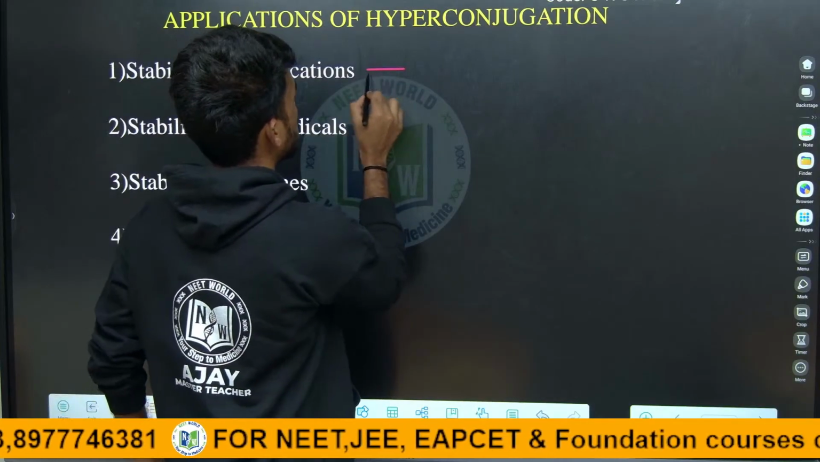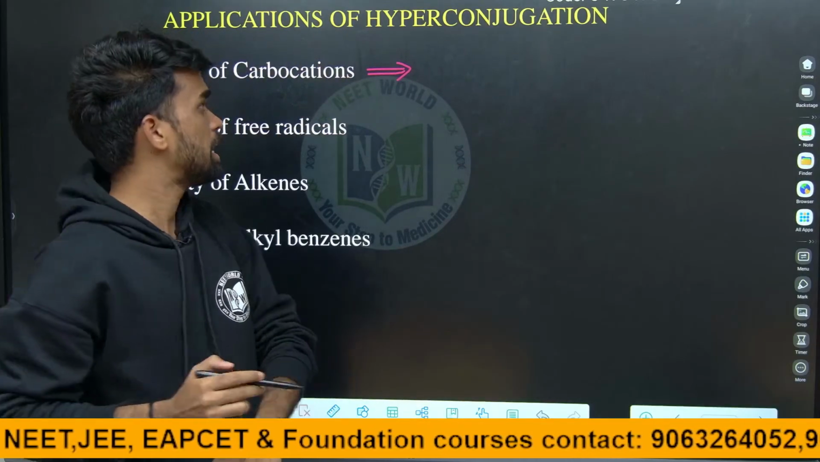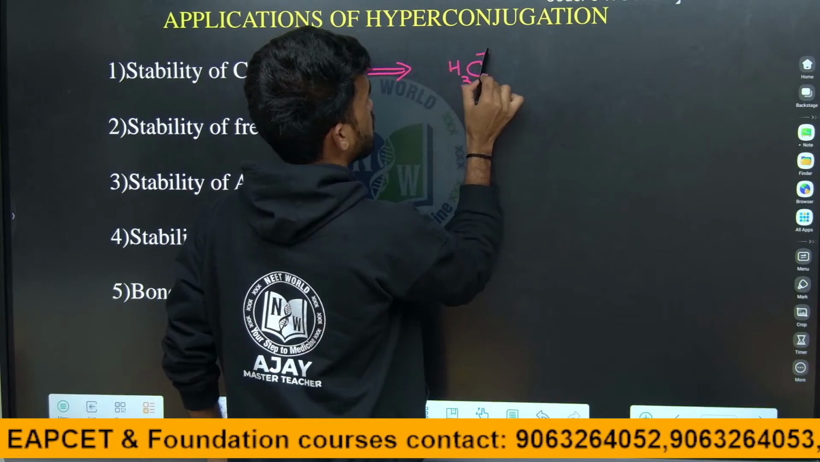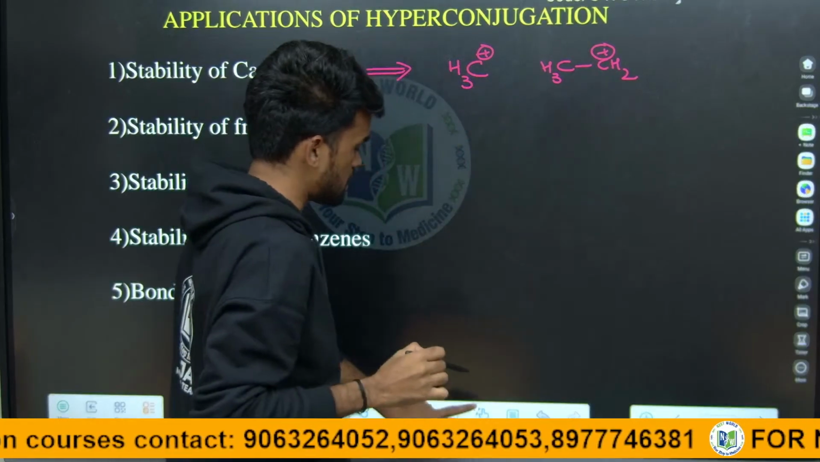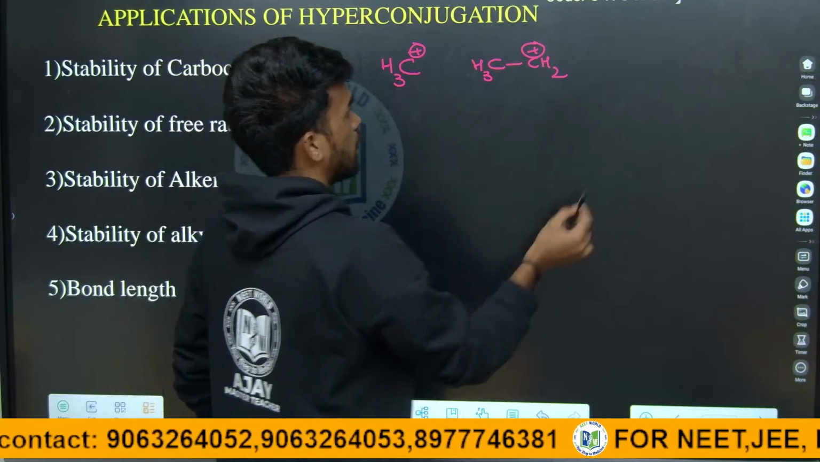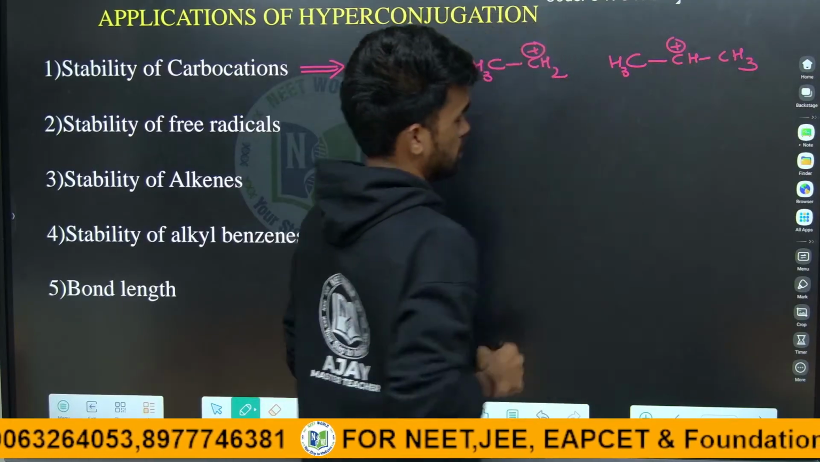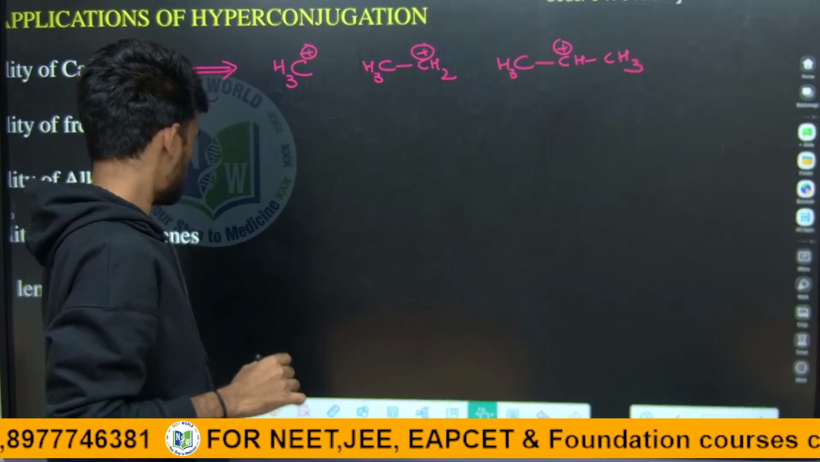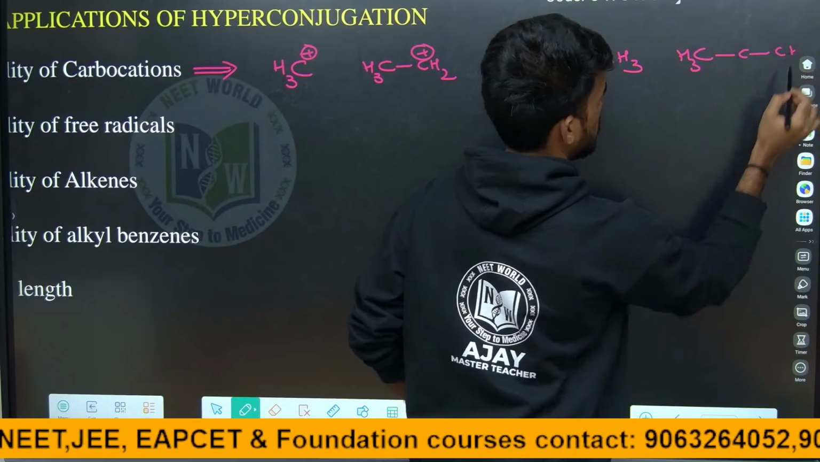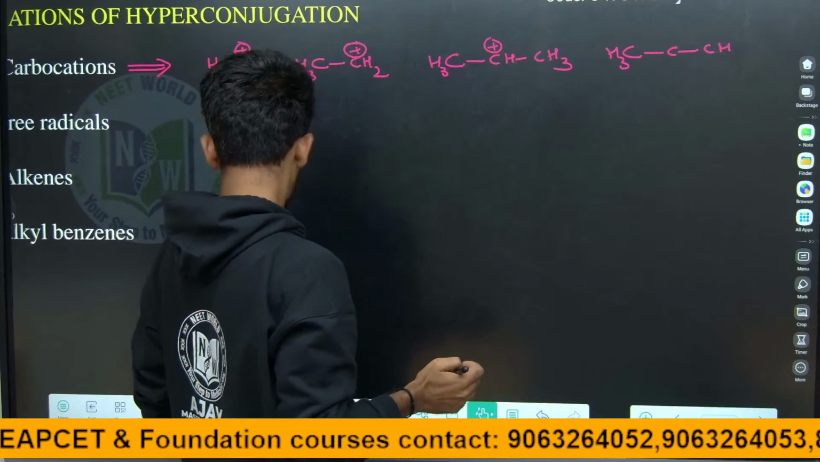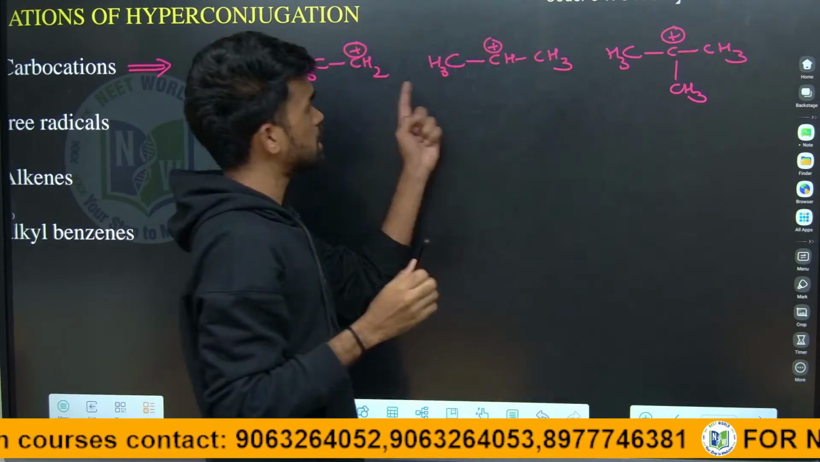So write this heading, applications of hyperconjugation. The first heading is stability of carbocations. Let us say these are the 3 carbocations, methyl carbocation and the next ethyl carbocation like this. Let us increase the alkyl groups, and I have CH3 CH CH3 like this, and the next one, CH3 C CH3, CH3, and the next CH3 here also, and positive charge. So these are the different carbocations we have.